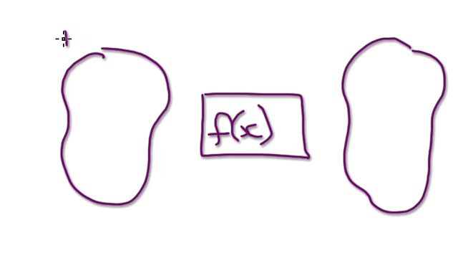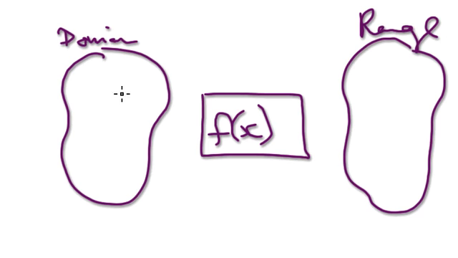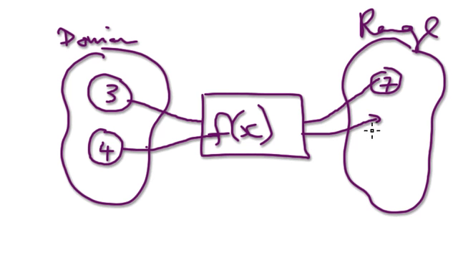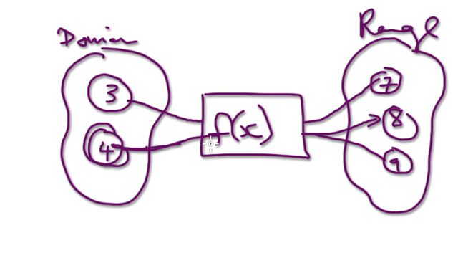Another way of trying to imagine what a function is: this here is your domain, and this is your range. When you put in, let's say, the number 3, which is in your domain, it will spit out the number 7. But you can never have a case where you put in, let's say, the number 4 and it spits out the number 8 and also the number 9. This here is not a function, because you put in one value and it spits out two values.